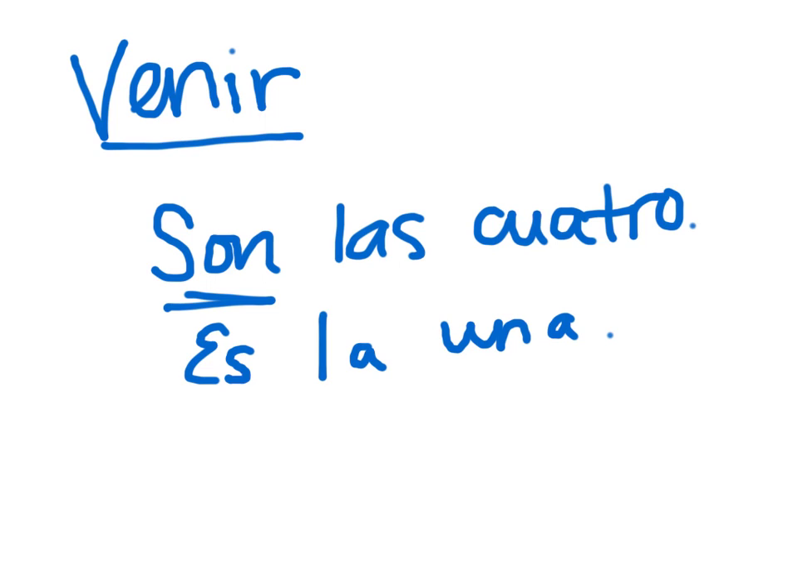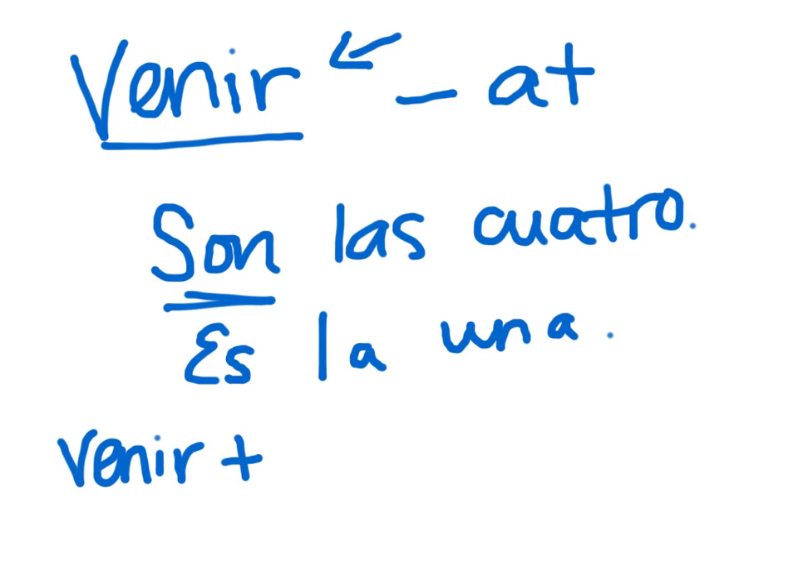But when we talk about time expressions with the verb venir, most likely we want to say that something's happening at a certain time. So instead of saying it is 4 o'clock, I might want to say I come home at 4 o'clock. And you may have heard my examples earlier. I would say something like yo vengo a mi casa a las 4. Notice I didn't say yo vengo a mi casa son las 4. Yo vengo a mi casa a las 4. So with the time expression and the verb venir, venir plus a plus time.